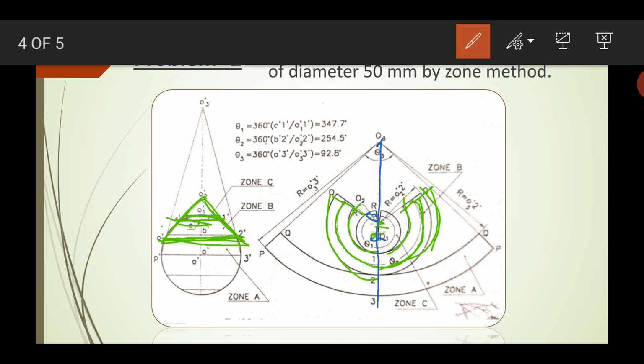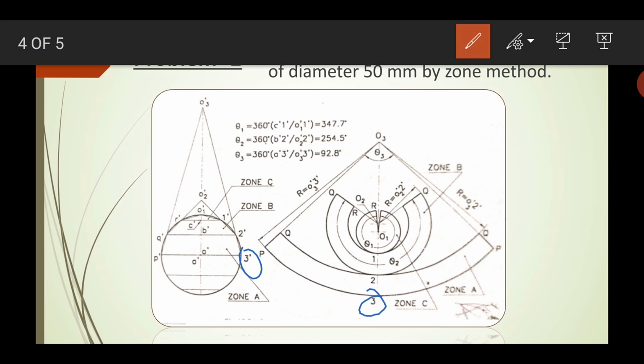When you make an axis here, mark it as O1. So how did you get this distance from O1? You just find out this distance here, that is 2 dash and 1 dash, 2 to 1, and that is the axis. I'll show you. Here you will get the third point, and the second point is coming here, and then the first point is coming here. In this distance the first point is coming.